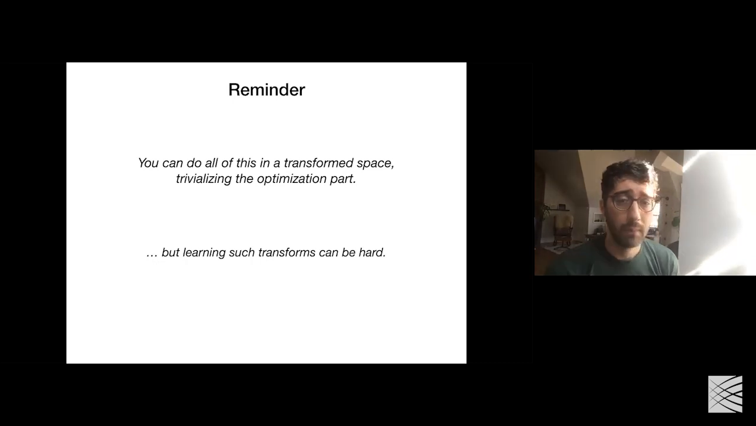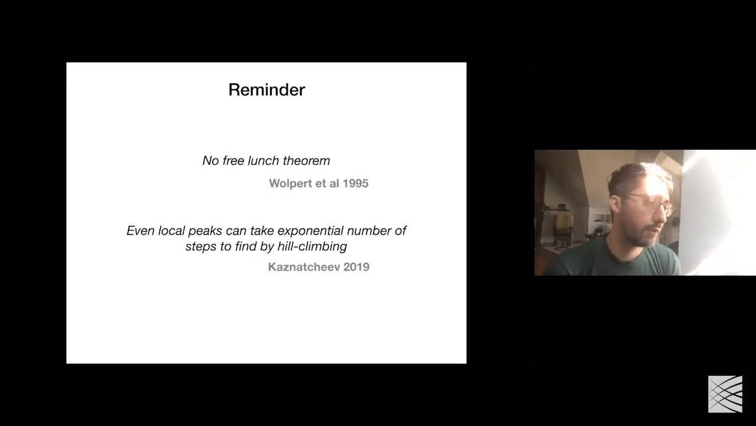And examples of this, especially for sequences in drug molecule design, is the paper by Gomez-Bombarelli, who used a variational autoencoder to do this. Another reminder is that obviously combinatorial optimization is hard, it is NP-hard. And there are also these additional negative results in some sense.